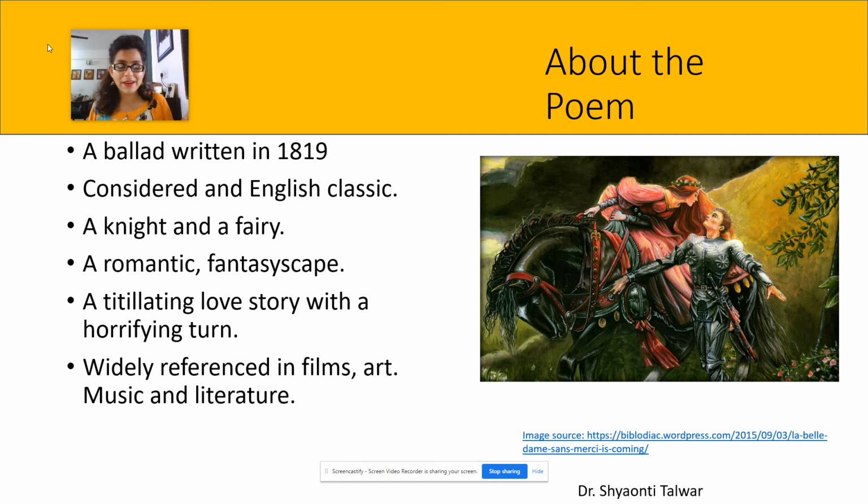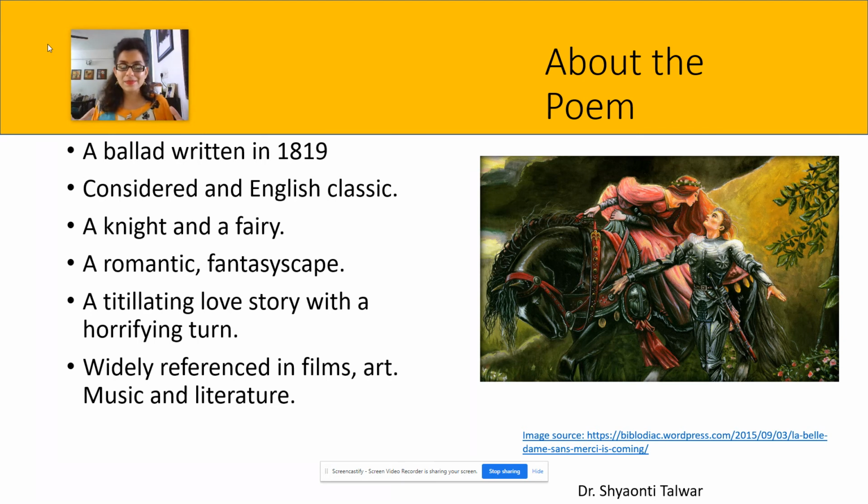It has a refrain like a song, one line keeps repeating time and again, and the language is very simple. The stanzas are very rhythmic, and it is not very complicated or complex language. A ballad is usually about a war story or a love story. And like you can make out from the picture, this poem is a love story between a knight and a fairy. So it has an element of mystery in it.